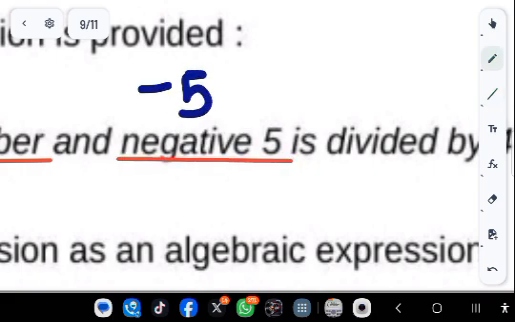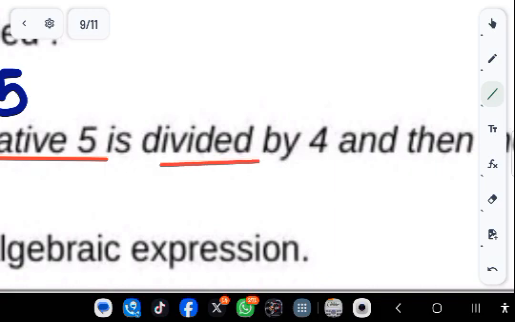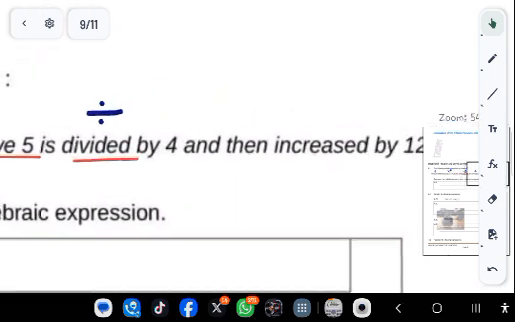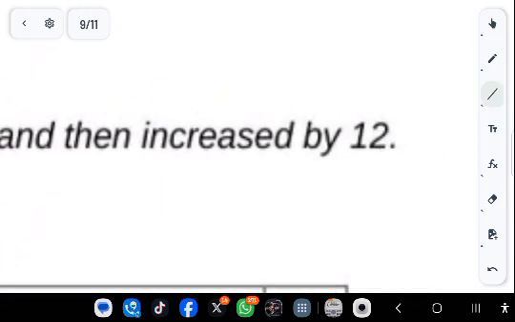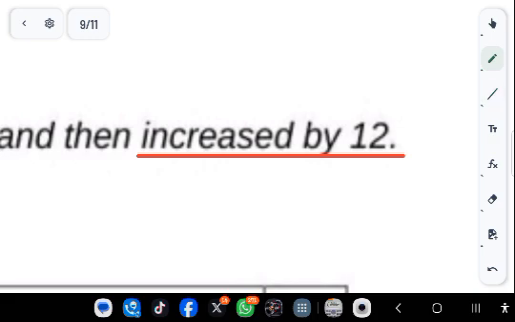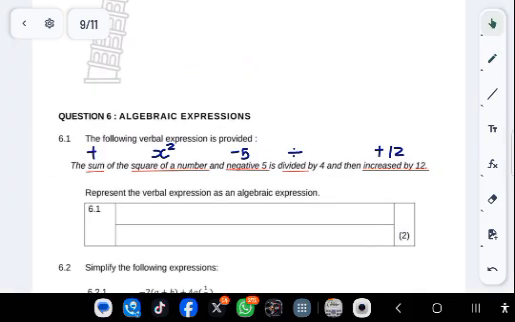Is divided. To divide, that's when we do this. We divide by 4. And then increased by 12. To increase is to add. All right, so now that we've got the gist of what this is about, let's put this together.